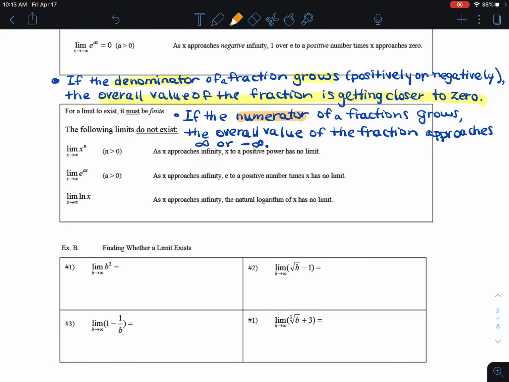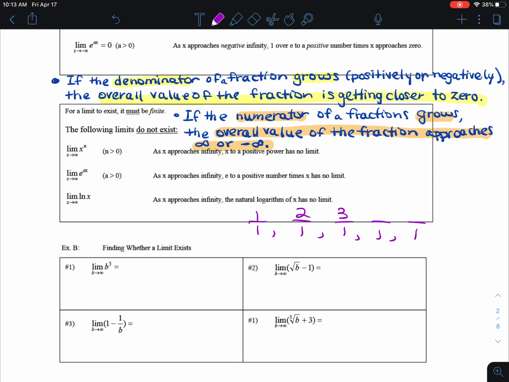However, if it's a numerator of your fraction that is growing, well, then the overall value of that fraction is going to just keep growing. Whether you're plugging in more negative numbers or more positive numbers, it'll either grow to positive infinity or negative infinity. Here's an example, kind of like how I demonstrated on the front, only this time I'm going to make the numerators of these grow.